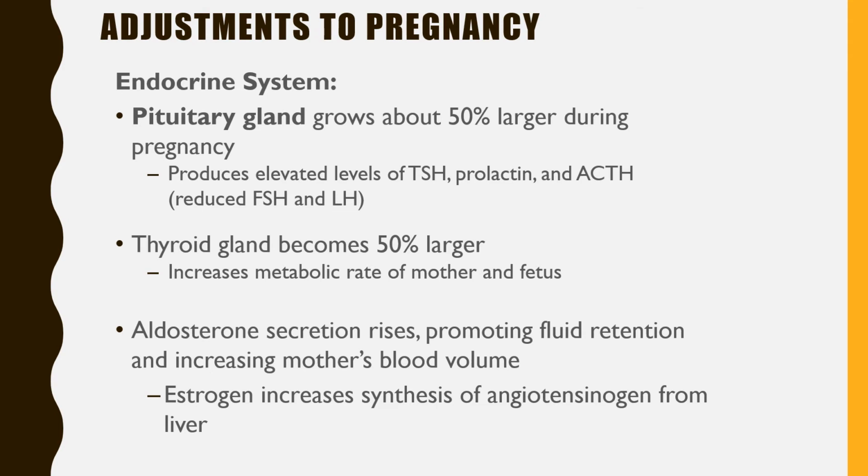Now you'd expect that to cause a large increase in a mother's blood pressure. However, it doesn't usually, because it's offset by progesterone's actions on smooth muscles in the vasculature, by reducing the effectiveness of norepinephrine and angiotensin 2 on smooth muscles of the vasculature, which helps to reduce that resistance.